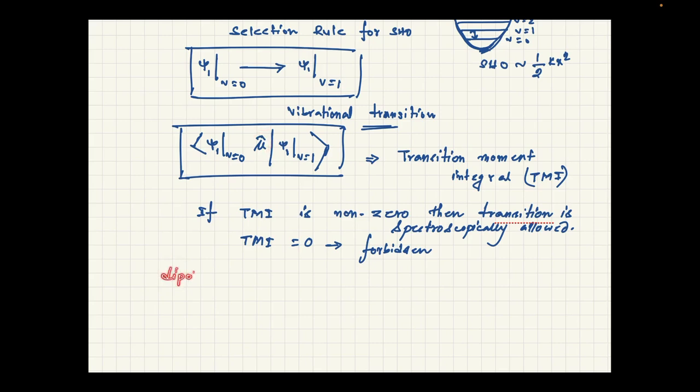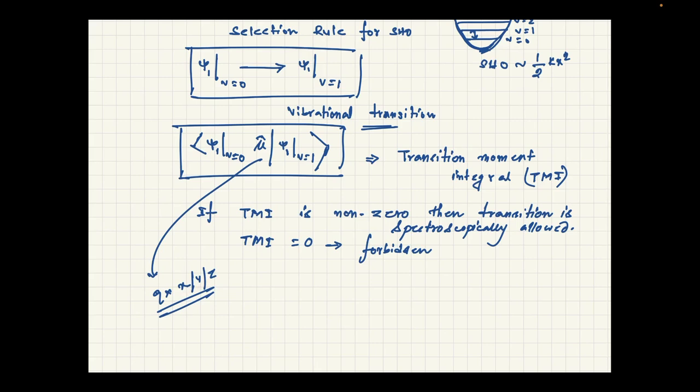Dipole moment means charge times displacement. So charge, let's say q, times displacement along x, or along y, or along z. So the dipole moment will be a linear function of x, y or z, and this linear function of x, y, z can also act as a basis for some irreducible representation.